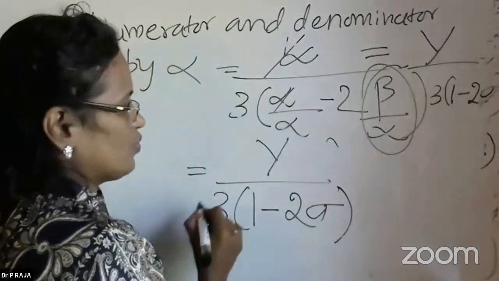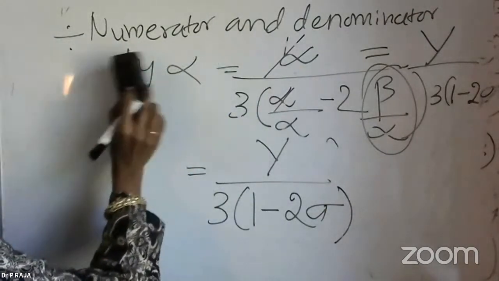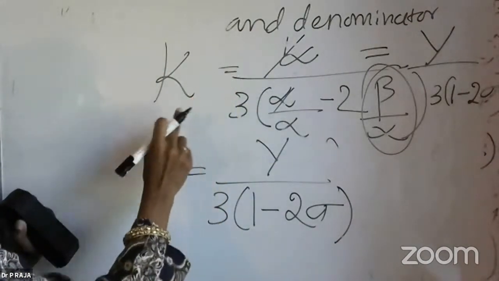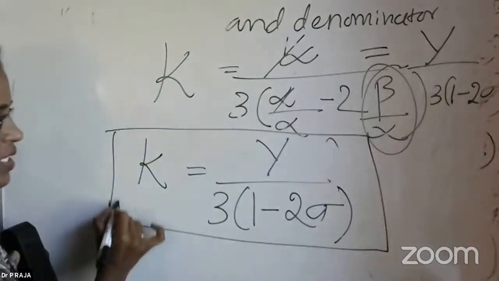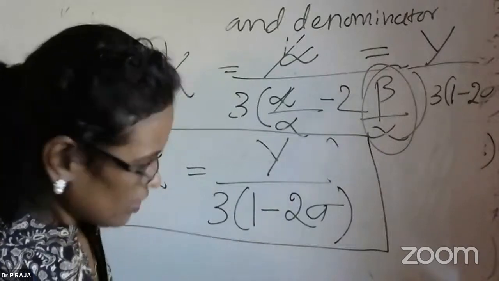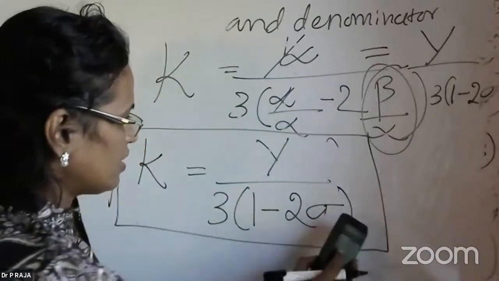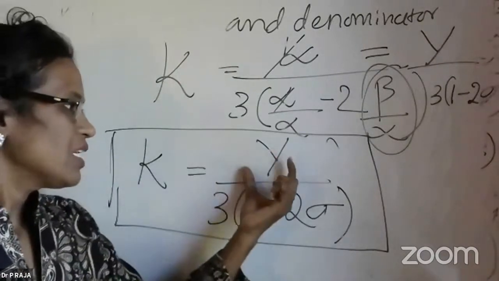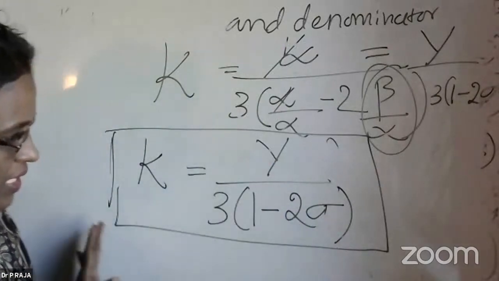So I have connected it now. On this side we have the bulk modulus, isn't it? The bulk modulus is given by this equation: K is equal to Y divided by 3 of 1 minus 2 sigma. Is that clear to you? So this is the relation that connects the bulk modulus, Young's modulus, and the Poisson's ratio. We have arrived at the end of this derivation.